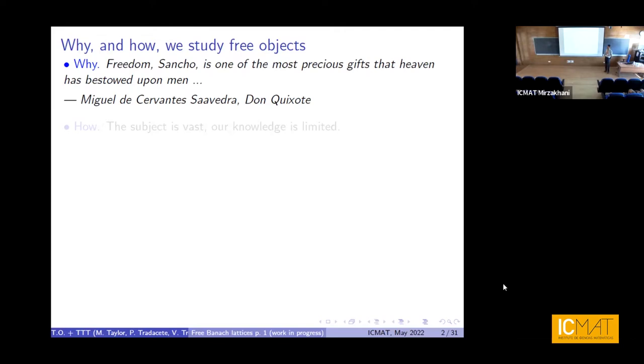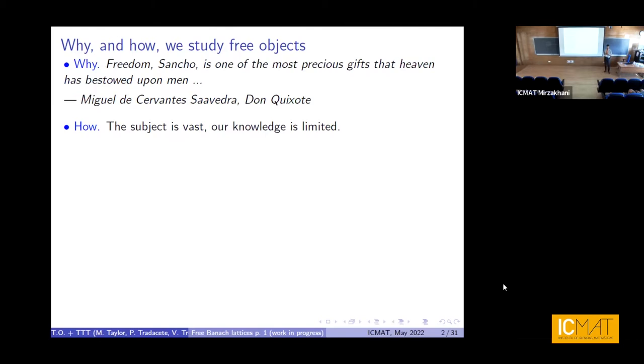And as to how, well, I should say that the subject is very vast. We don't know much, but we know quite a bit already. So I selected the topics mostly in accordance with my own taste and with my own mathematical interests, which come from my Banach spaces background.